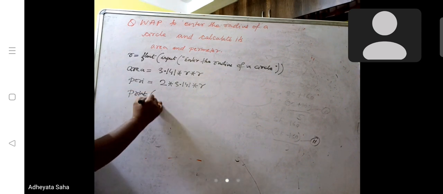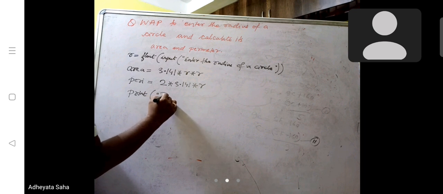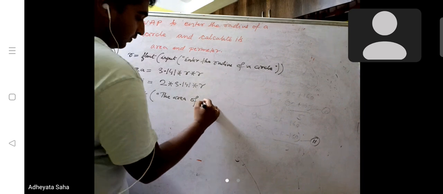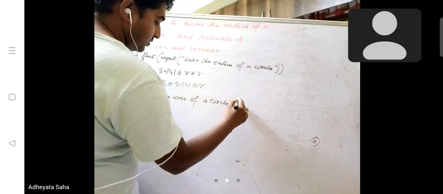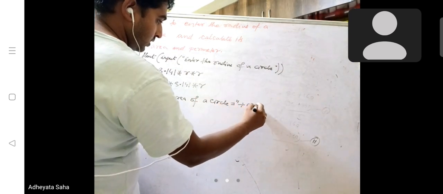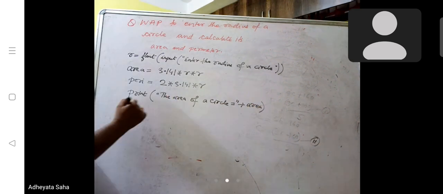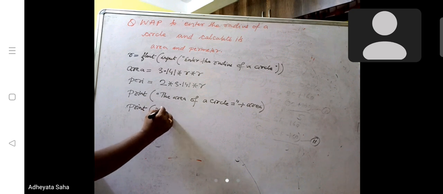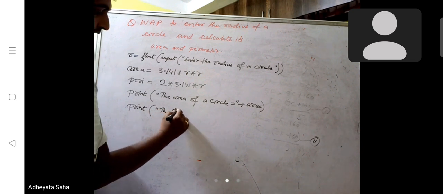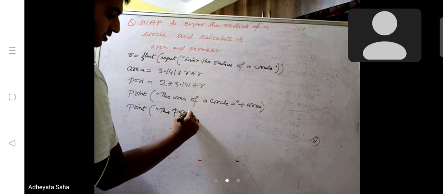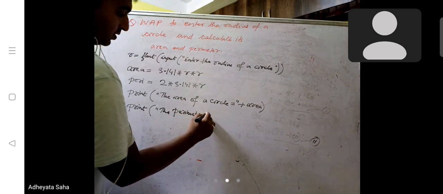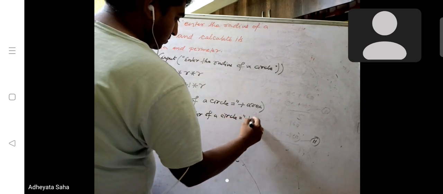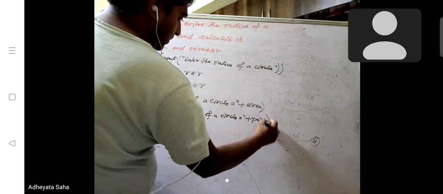Now you print this. Print the area of a circle is equal to, plus area, and the perimeter of a circle is equal to, plus peri.